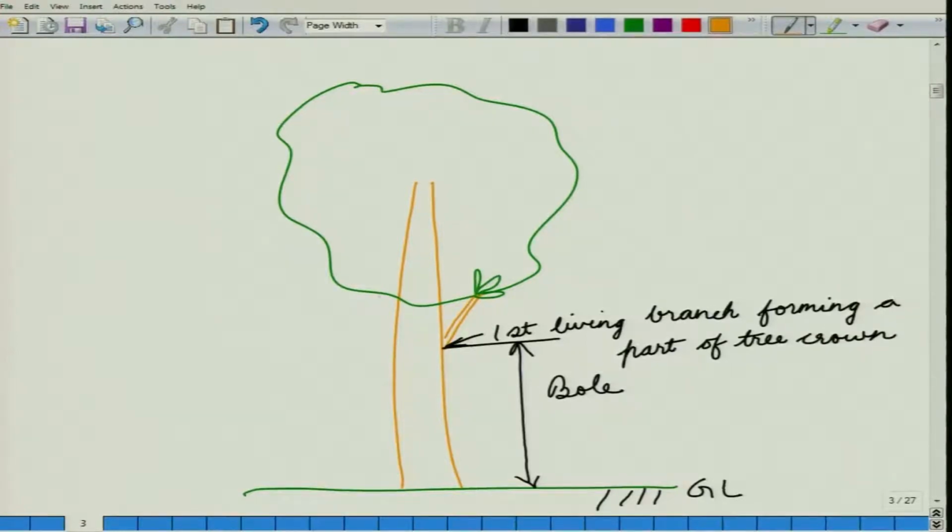We could also have some other branches, like a branch here that is also a part of the tree crown, but we will take our bole till the base of the first living branch. So, what is the portion that is above our bole? This is what is known as the crown. So, this would be called the crown length.